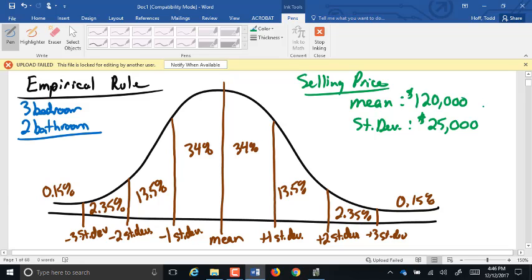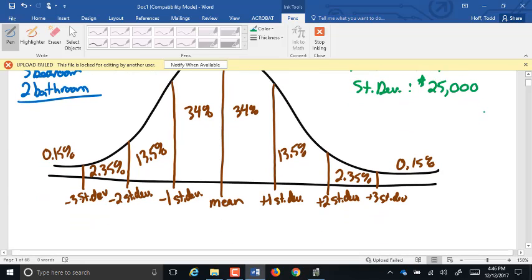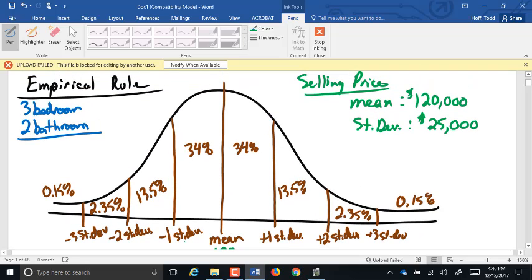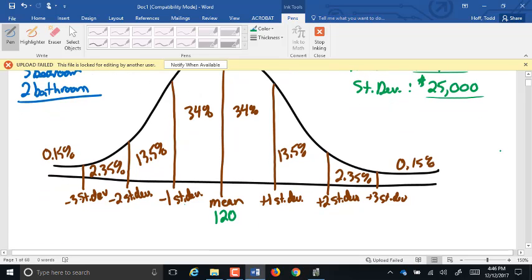So what that means is on this bell curve, the center number here is the mean. That's 120,000. I'm just going to write 120 there. One standard deviation below the mean, well, I would take the mean of 120,000 and I would subtract the standard deviation of 25,000, which would be 95,000. Again, I'm just going to write 95. The next step down, I would subtract the standard deviation again. What is 95 minus 25?